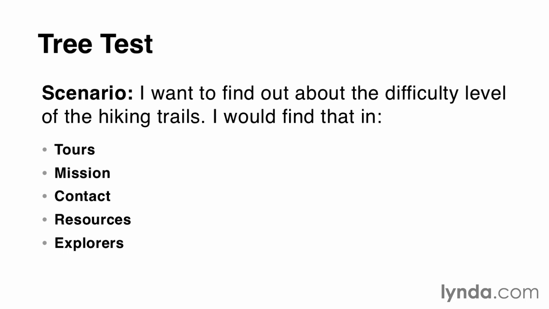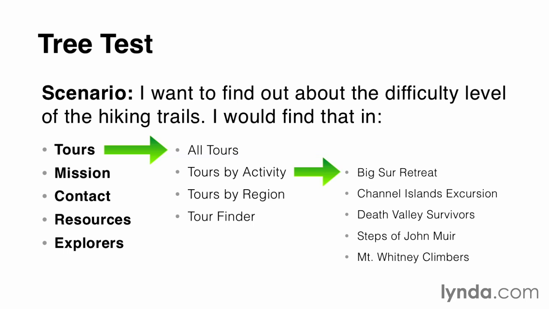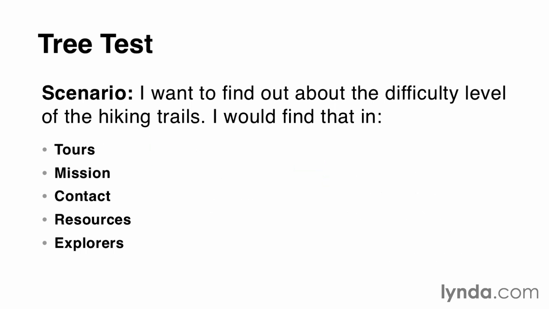So for example, if someone is looking for the difficulty level of the hiking trails, maybe they select tours first. When they select tours in the test, then the sub-navigation of tours shows up. And maybe tours by activity is where I'd find that. But instead of finding any information specifically about the difficulty level, what I'm seeing are the specific tours. And so I've got to go back.